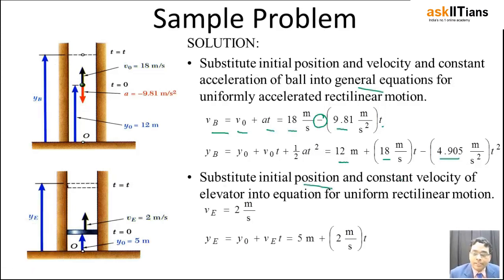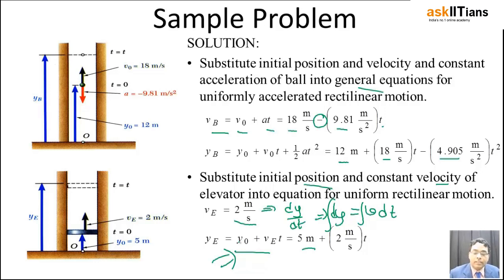If you substitute the initial position and the constant velocity, you'll get the velocity of the elevator as 2 meters per second. So this is the constant velocity motion for the elevator, and the displacement of the elevator is going to be given by this. If you integrate this, because velocity can be written as dy over dt, so dy equals v dt, that is going to give you this particular equation. On substituting it, you will get it in terms of the time t.